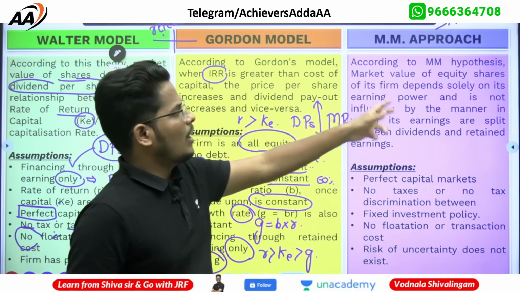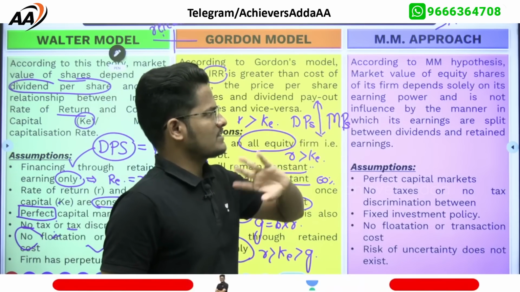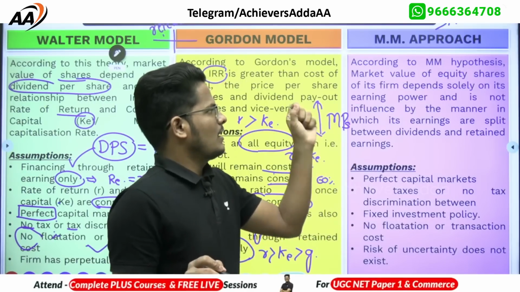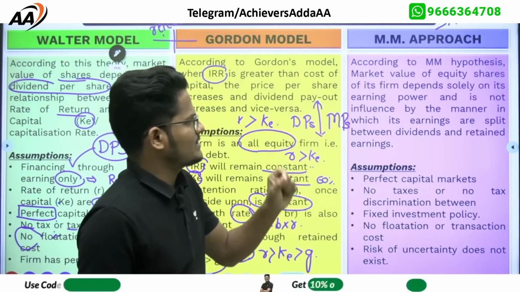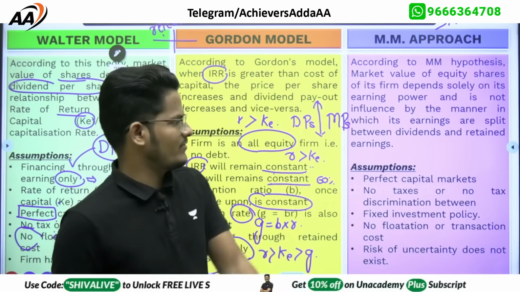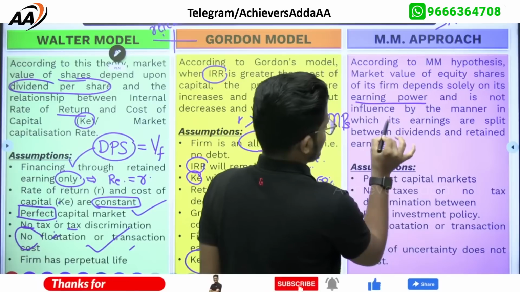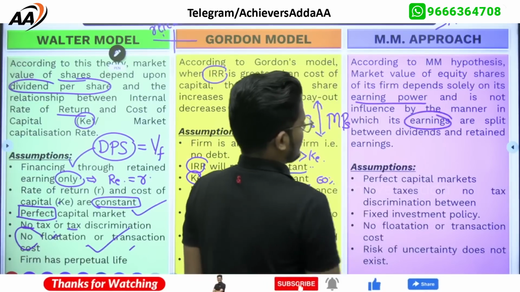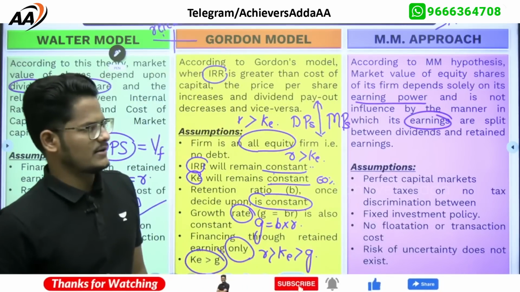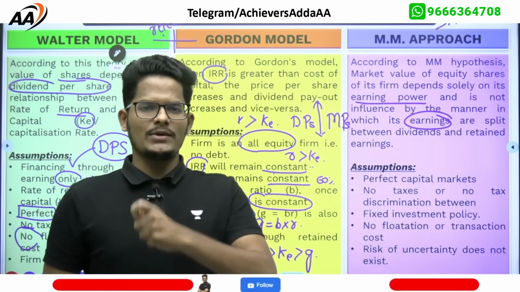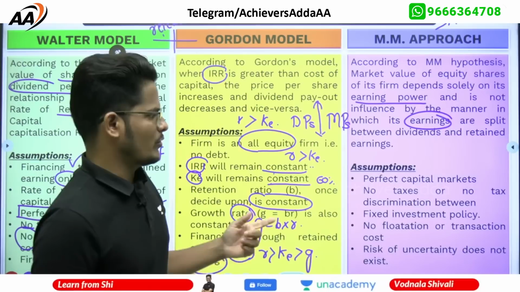MM approach. According to the MM hypothesis, the market value of the equity shares of a firm depends on its earning power, not on the dividend. It depends on the earning power, not on the manner in which it is earning, or the split between dividend and retained earnings. So it is purely on the earning power. Dividend is not a parameter to decide the value of the firm here.